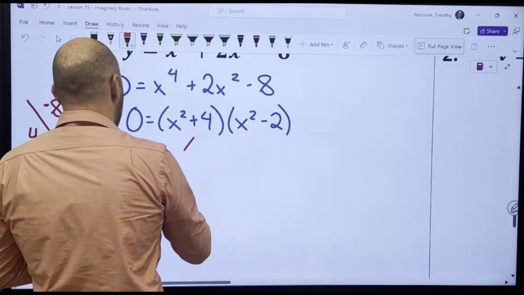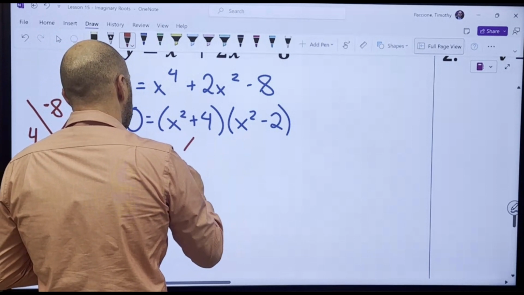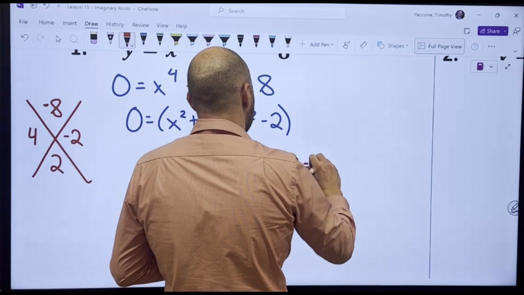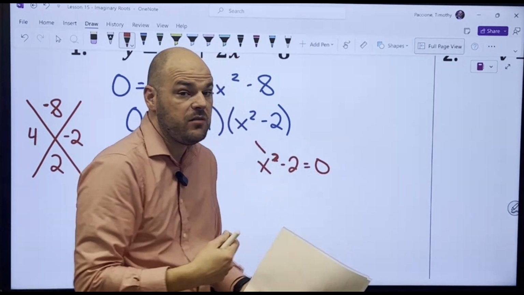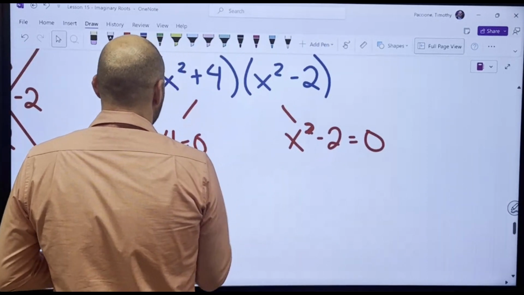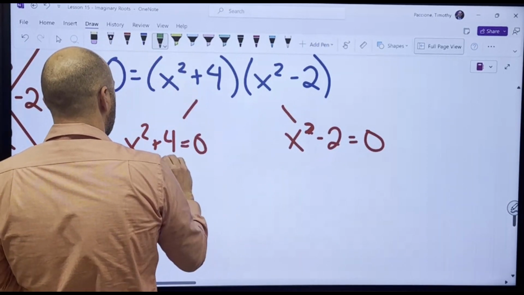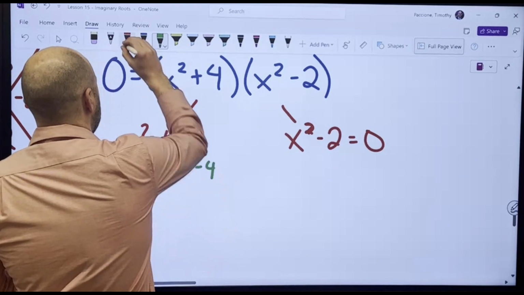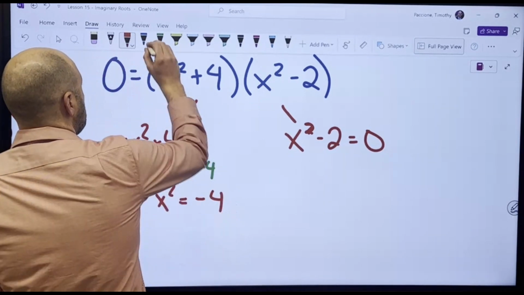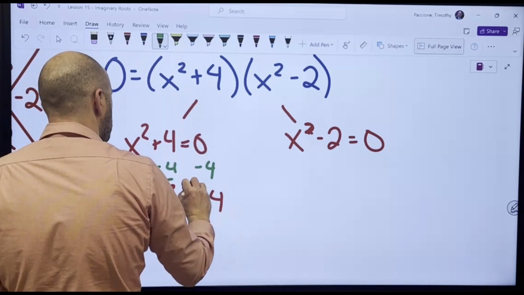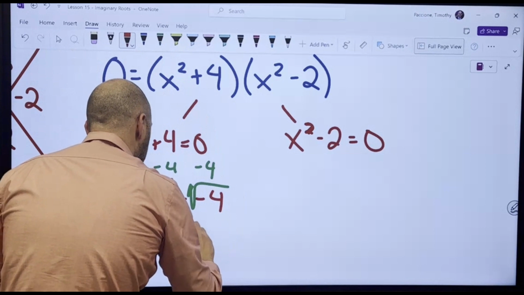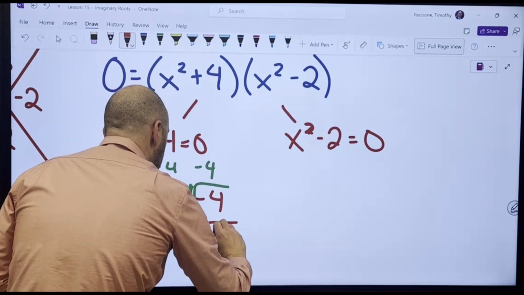So I use the zero product property. So I say, okay, x squared plus 4 equals 0. x squared minus 2 equals 0. And I have to solve each of these using isolating the square. So let's see what happens. Well, here, I would minus 4 on both sides. I'd get x squared equals minus 4. Then I'd square root both sides. And I get x equals plus or minus the square root of -4.